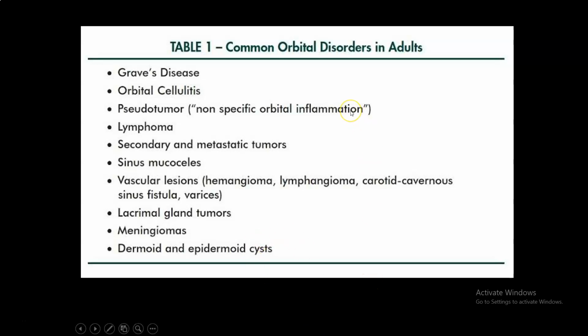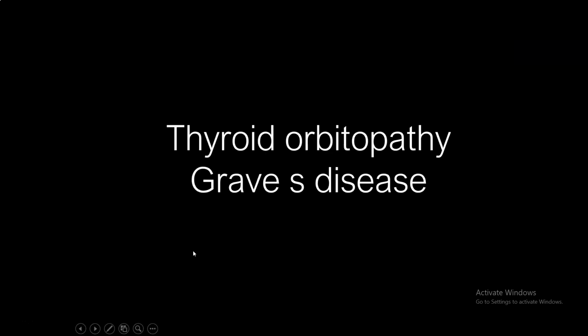So we are going to separate orbital pathology into pathology in adults and pathology in children. Pathology in adults: Graves' disease, thyroid ophthalmopathy, orbital cellulitis, orbital pseudotumor, lymphoma, metastasis, mucoceles, vascular lesions, as we said before, lacrimal gland tumors, meningiomas, dermoid and epidermoid, as we said. It also can be noticed in adults. And let's talk about the thyroid orbitopathy, Graves' disease.